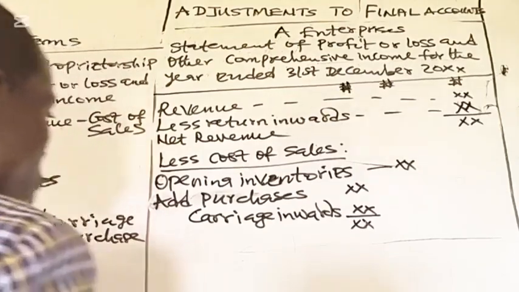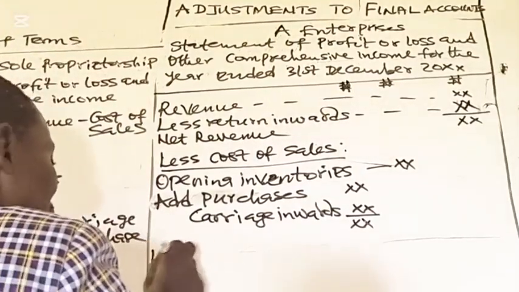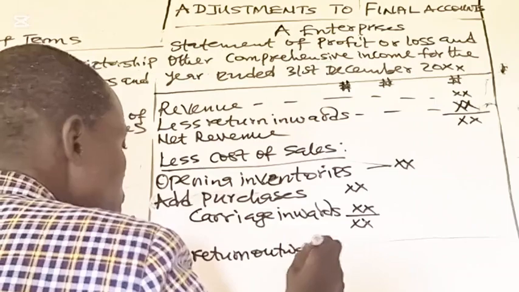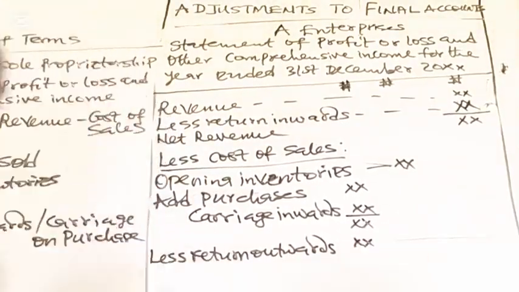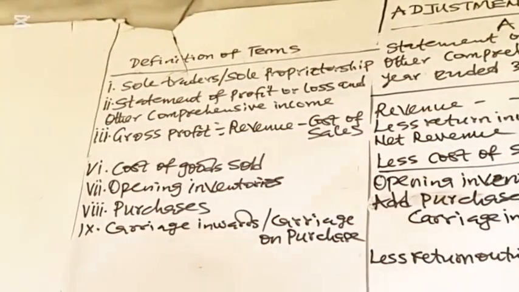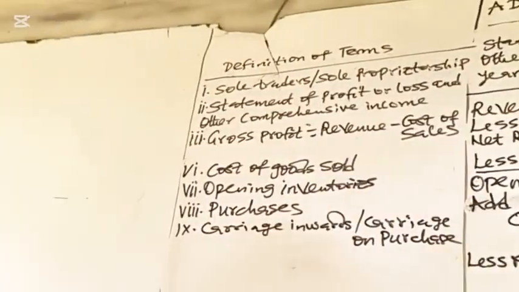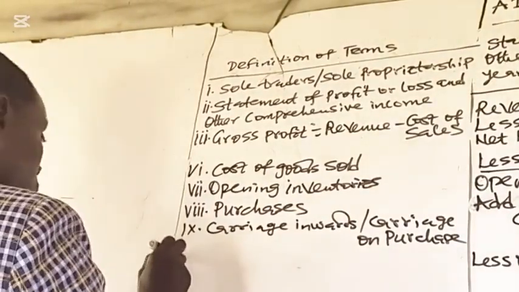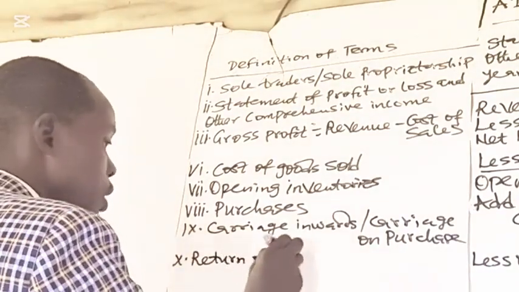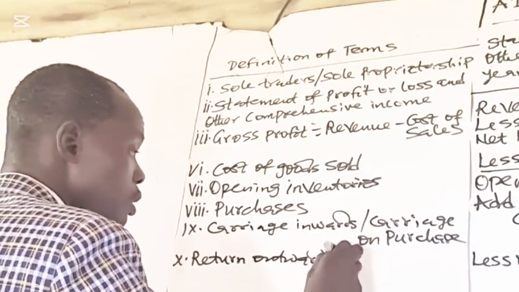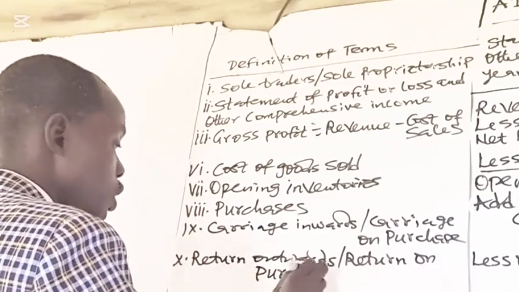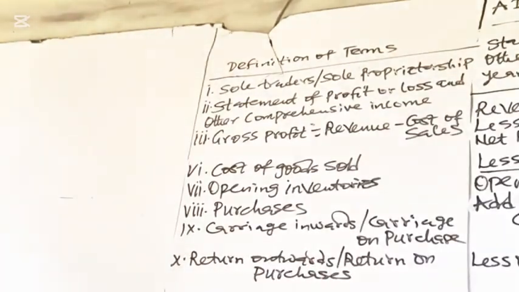Now, after carriage inwards, you may less return outwards. Now, the goods have been bought. The goods bought have now been taken to your warehouse, but you discover some of the goods bought are of wrong color. Return outwards, or return on purchase. Return on purchase or return outwards.